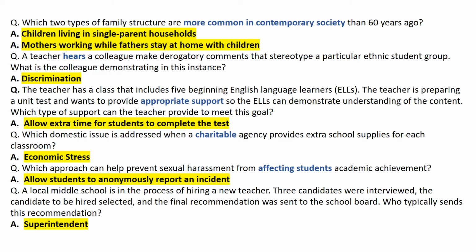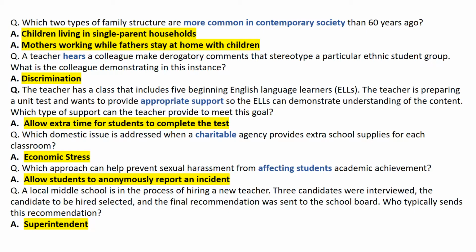Which two types of family structure are more common in contemporary society than 60 years ago? Children living in single-parent households and mothers working while fathers stay at home with children. A teacher hears a colleague make a derogatory comment that stereotypes a particular ethnic student group. What is the colleague demonstrating in this instance? Discrimination.